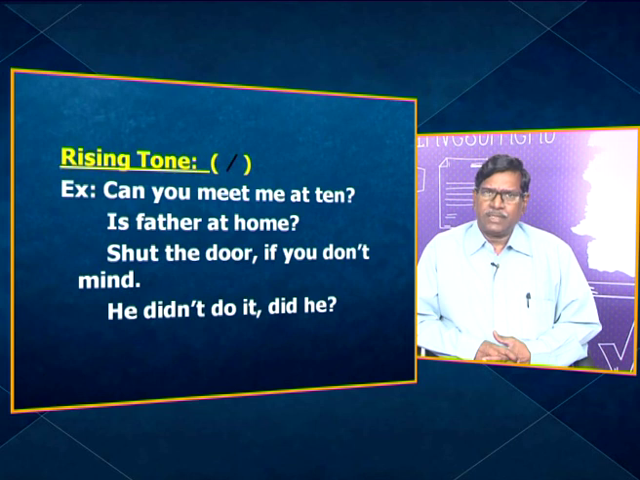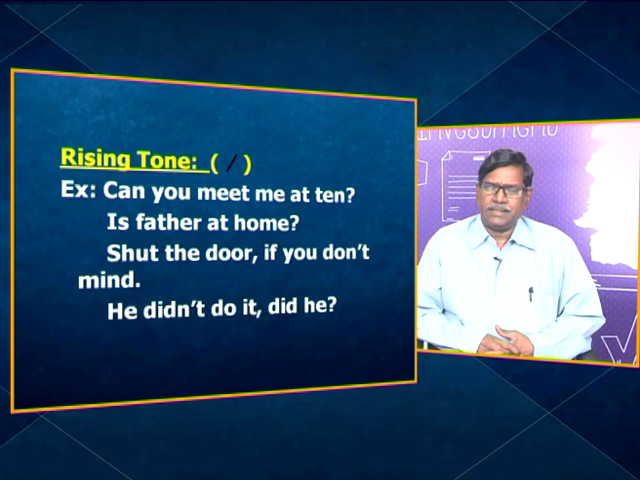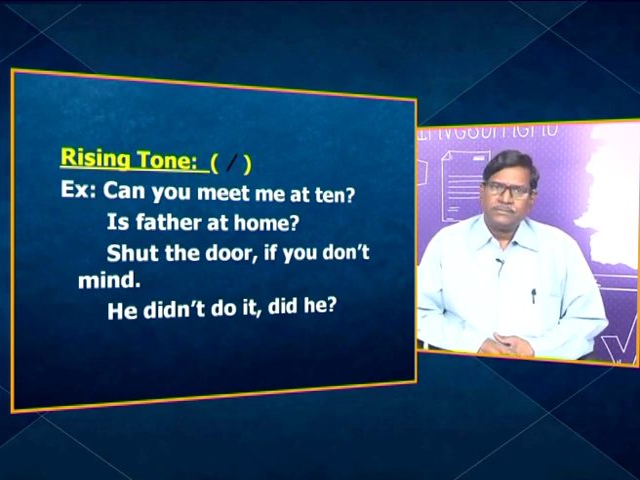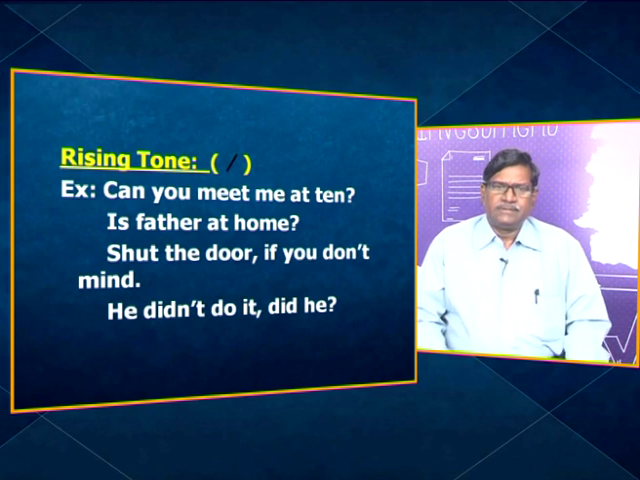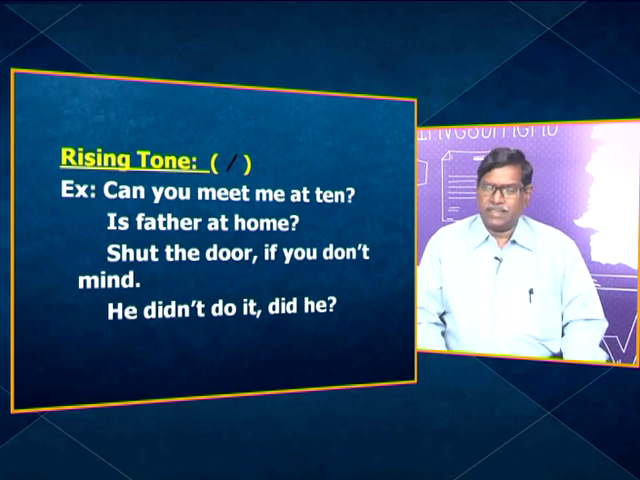And then coming to requests and imperative sentences. Shut the door if you don't mind. There are two parts in this particular sentence: shut the door, if you don't mind. Likewise, he didn't do it, did he? He didn't do it is an ordinary statement, although it is a negative sentence. He didn't do it, did he?